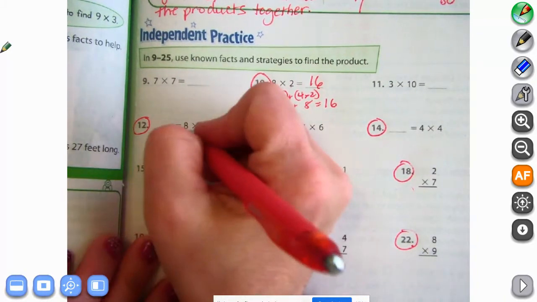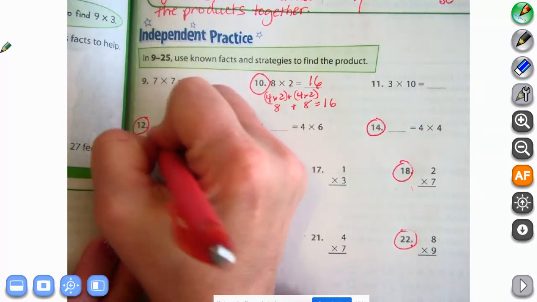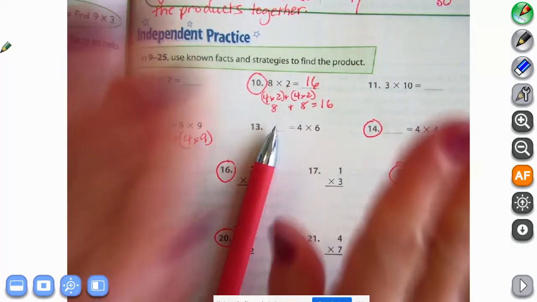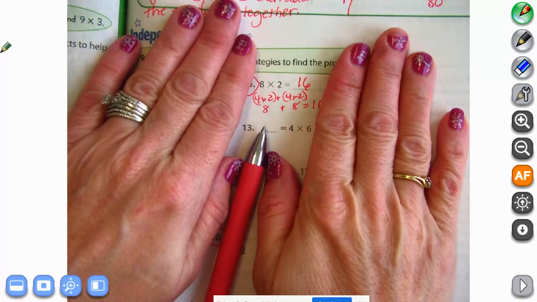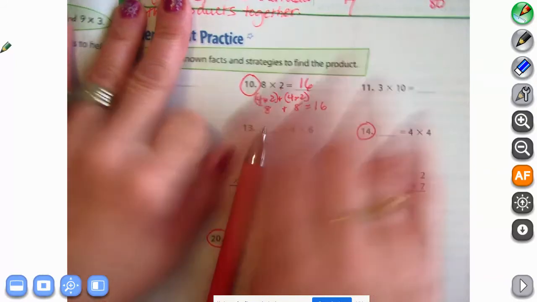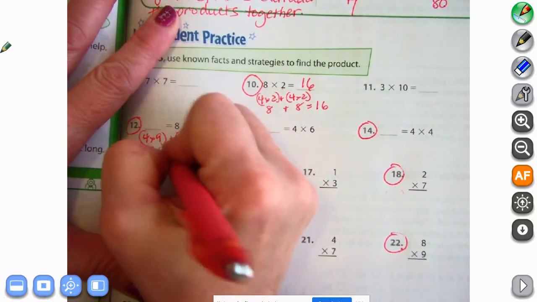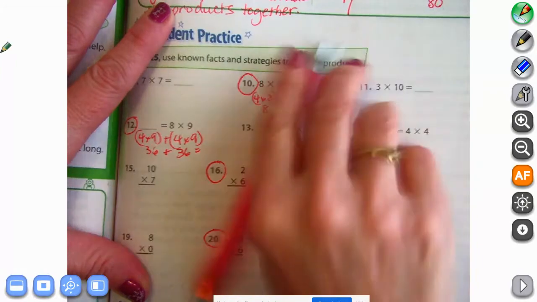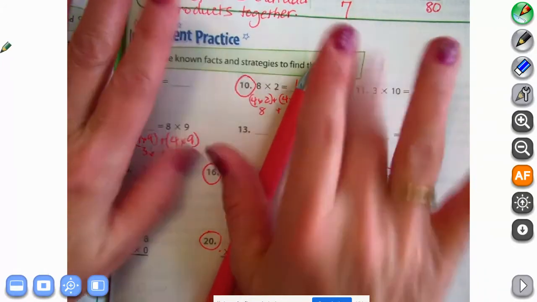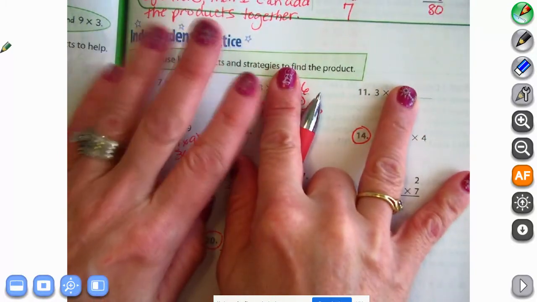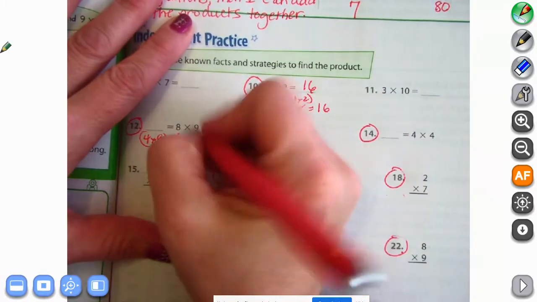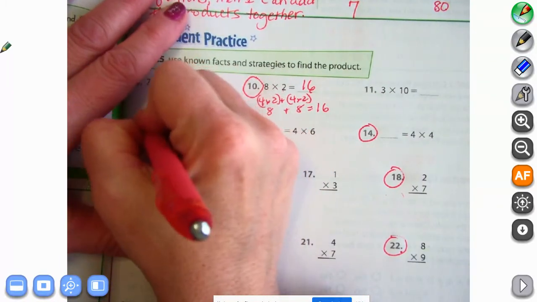We're just practicing. 8 times 9. We can do 4 times 9 plus 4 times 9. What is 4 times 9? I can do 1, 2, 3, 4. Put the fourth one down. That's 36 plus 36. Or I can do 8 times 9. 1, 2, 3, 4, 5, 6, 7, 8. Put the eighth one down. My 10s are 10, 20, 30, 40, 50, 60, 70, 72. Okay.